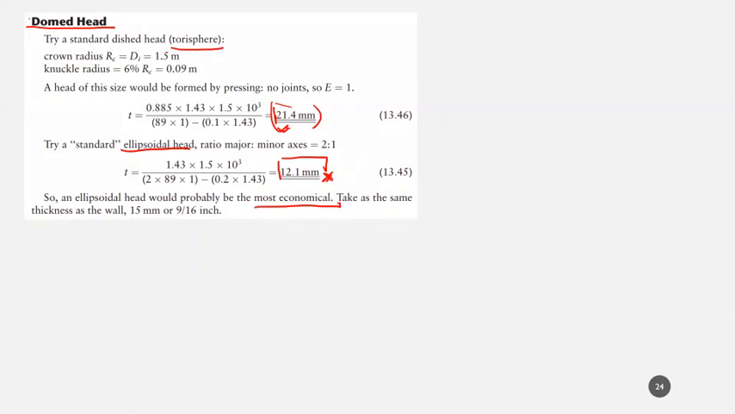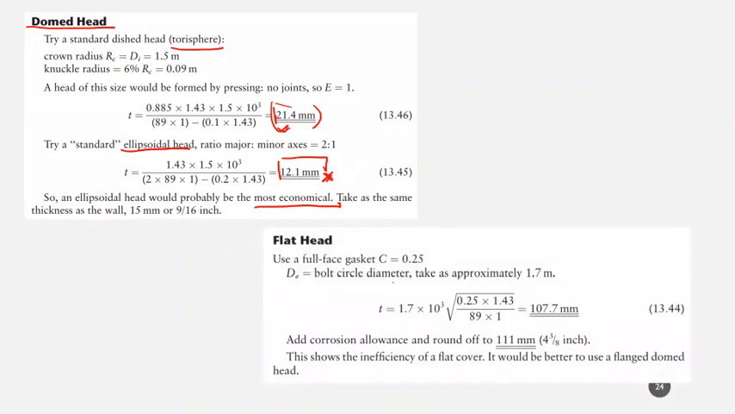Okay, how about we compare the dome head to the flat head? So using the flat head, to determine the thickness, we consider the bolt circle diameter, which is approximately 1.7, and the full face gasket C, which is this value. And then after that, we can obtain a thickness of around 111 mm, which is much higher than when we use the dome head. So basically, for economical evaluation, we may consider using the lowest thickness to design this pressure vessel.